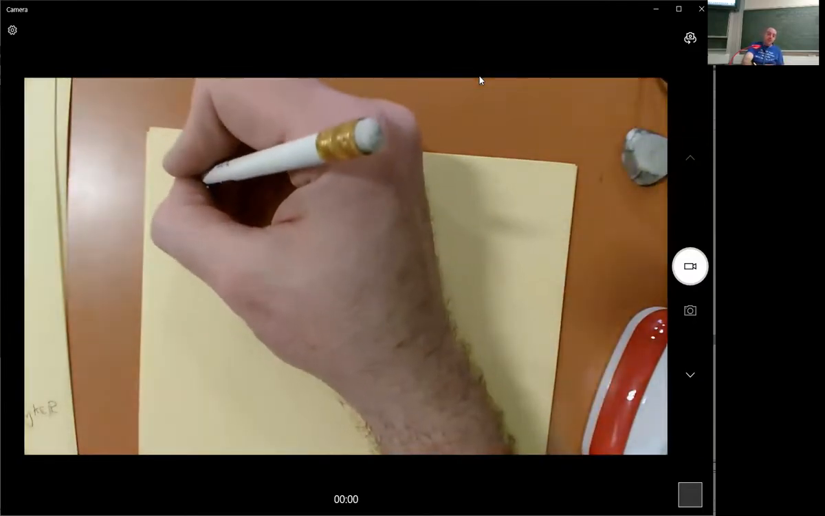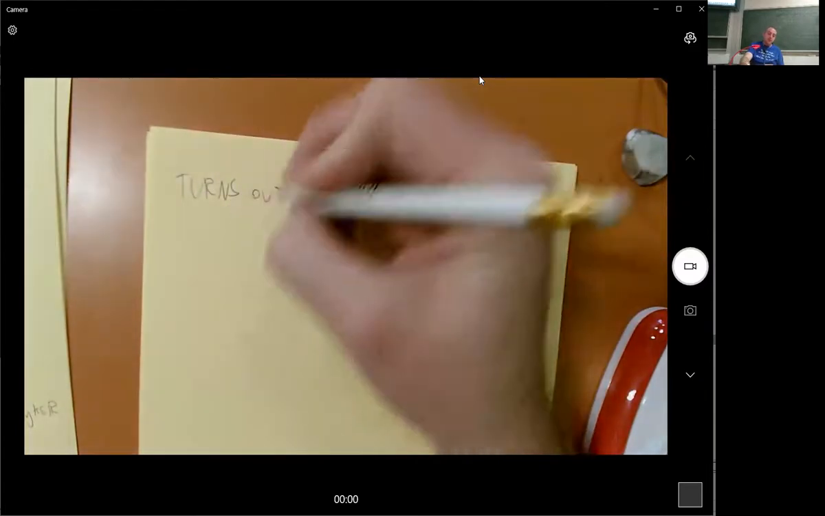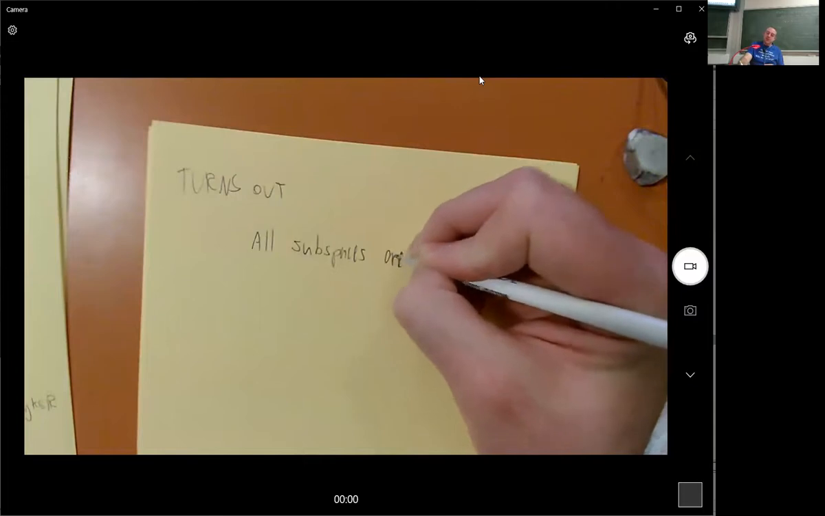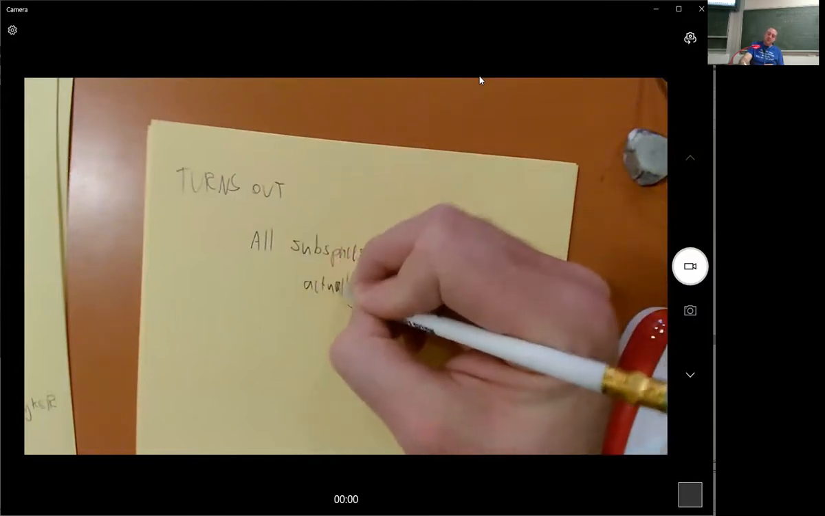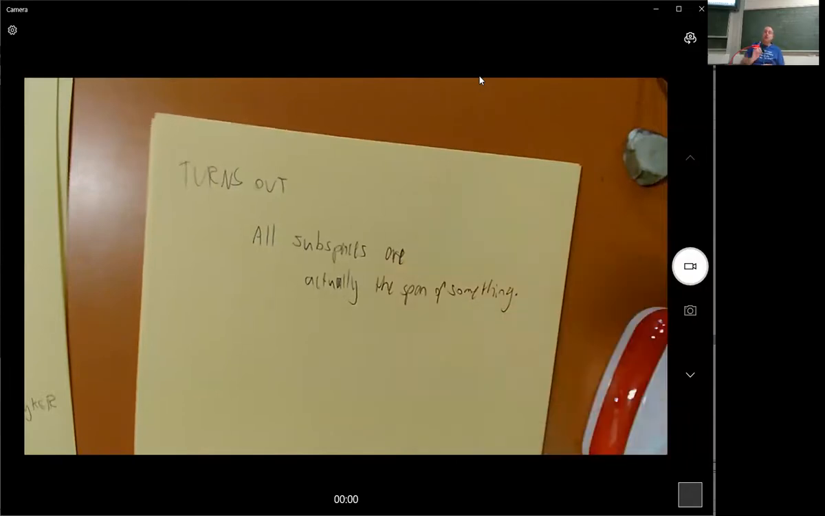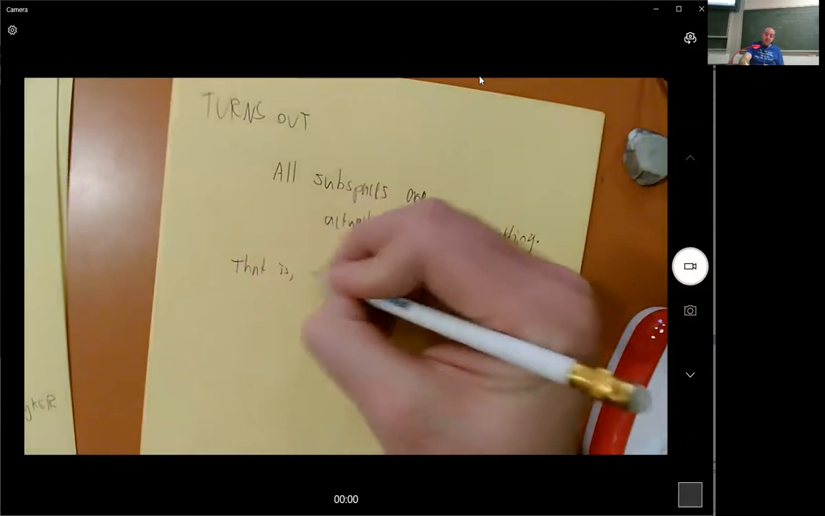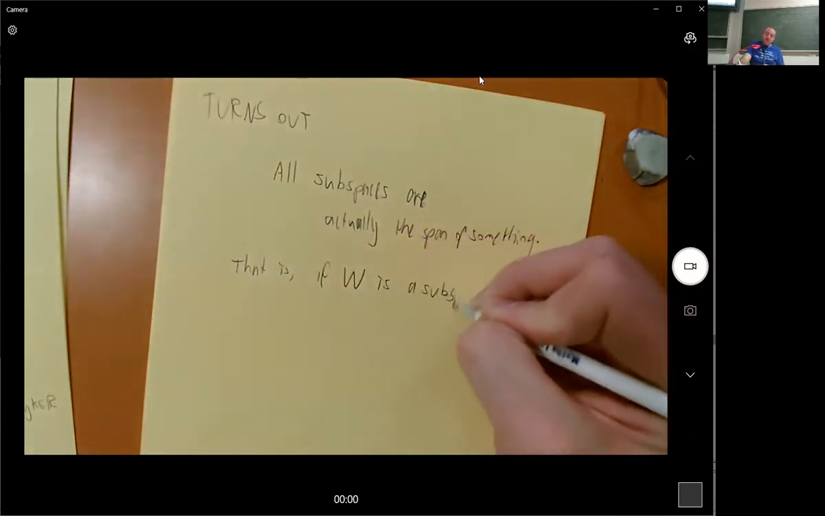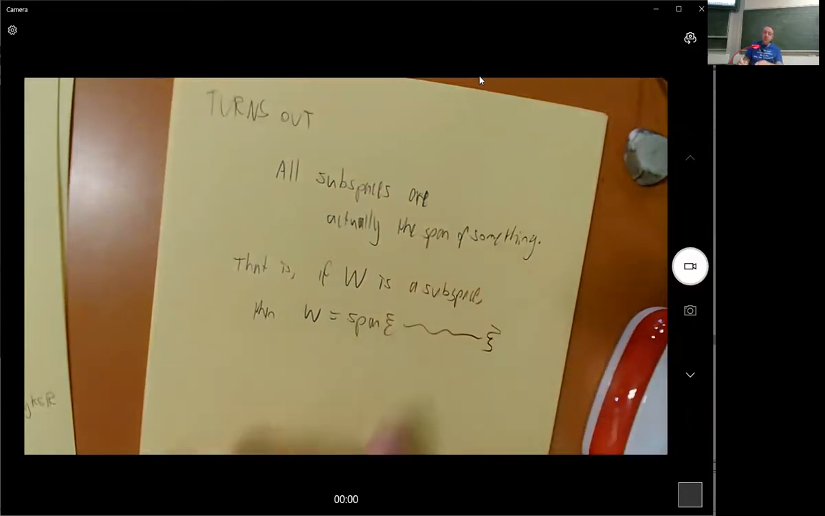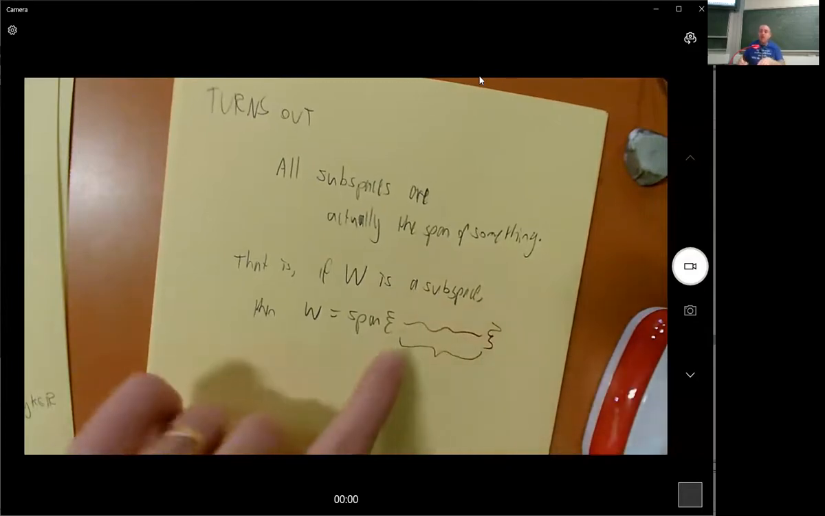So it turns out that all subspaces are actually the span of something. What I mean is that if W is a subspace, then W is the span of something. There is something that goes in this spot that it will be the span of, definitely. And the point of a basis is to find what goes in this spot.